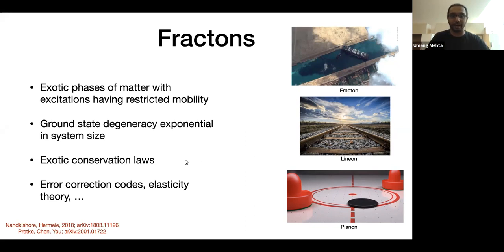These systems are also characterized by exotic conservation laws. Instead of the usual conservation laws where you have some charge density whose time derivative is given by the divergence of a vector current, you can have additional indices showing up on the densities and the currents. Originally, these models were discovered in the context of error correction codes, but they've also found applications to various different fields of physics, in particular including elasticity theory. And I will point out these two review articles that contain many of the references that are relevant for this.